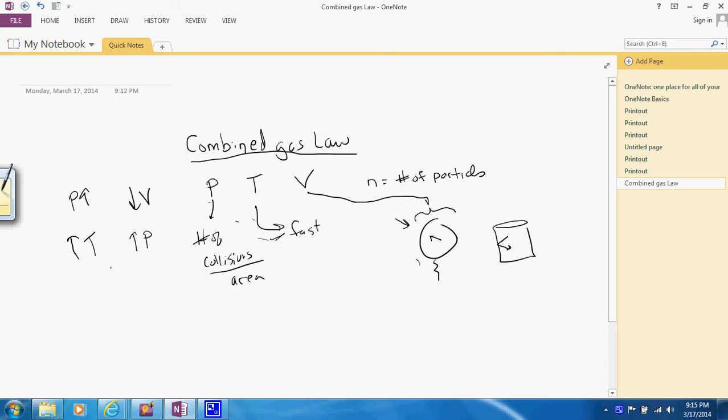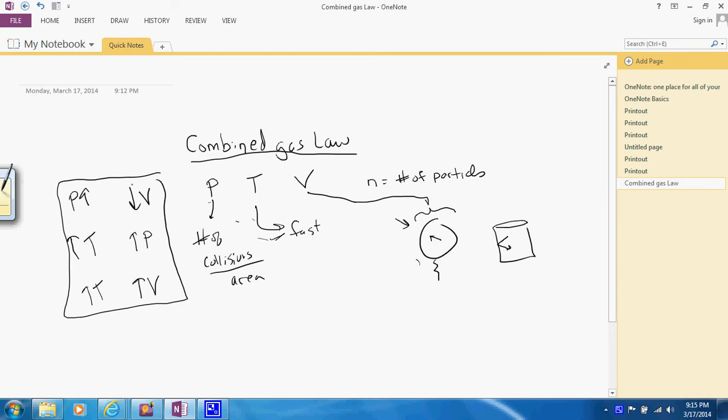So there's a few relationships here. If you increase your speed, your temperature, you can also increase your volume if those collisions help expand your container. So there's a number of different ideas that we want to try to understand about properties of gases.